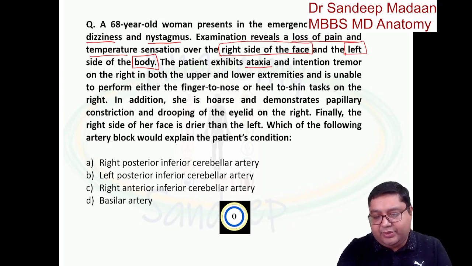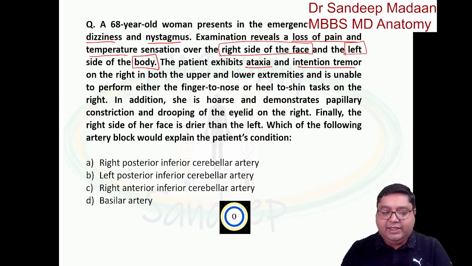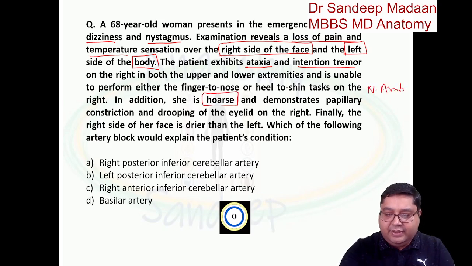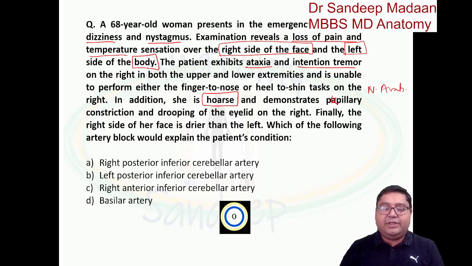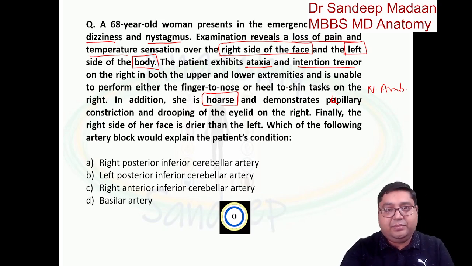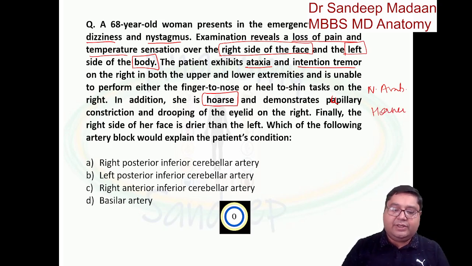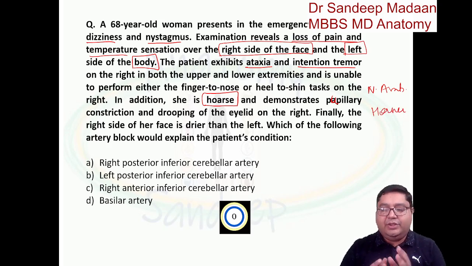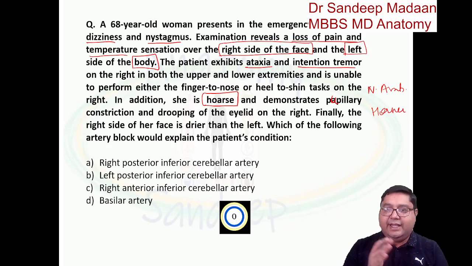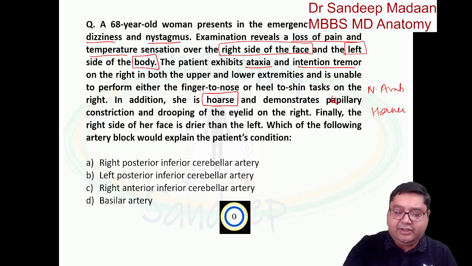Ataxia and intention tremor are because of involvement of the cerebellum, the inferior cerebellar peduncle, and in addition she is hoarse. That means laryngeal involvement, which tells us the nucleus ambiguus is involved. There is also pupillary constriction, drooping of the eyelid, and the face is drier. So ptosis, miosis, anhidrosis are all features of Horner syndrome. So Horner syndrome, nucleus ambiguus involvement, right-sided facial sensation loss, left-sided body sensation loss, and vestibular nucleus involvement. Taking all these features together, we can say this is the right lateral medullary syndrome.